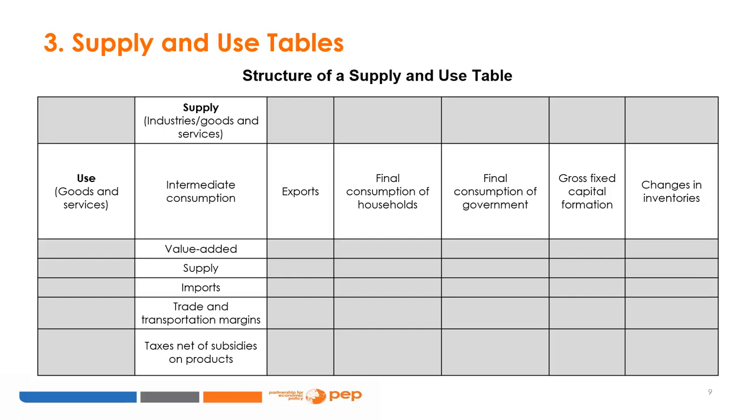In the SUT, supplies in the columns are valued at basic prices, while uses in the lines are valued at purchasing prices. Consistency between supplies and uses is ensured by considering transaction charges, for example, levies, taxes and subsidies, and trade and transport margins.